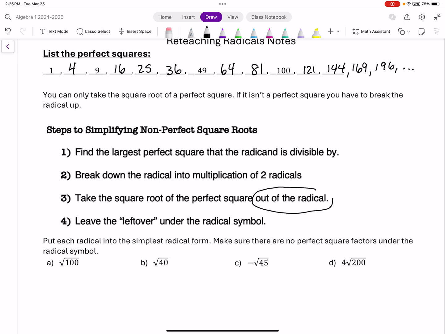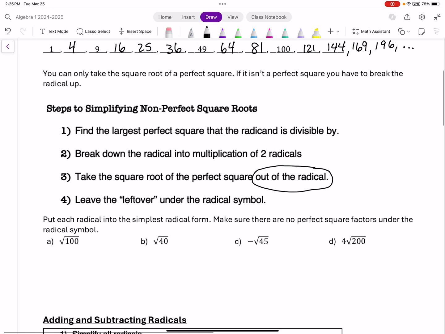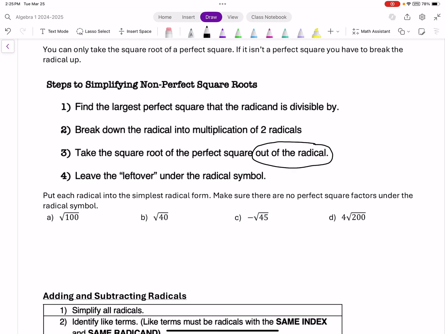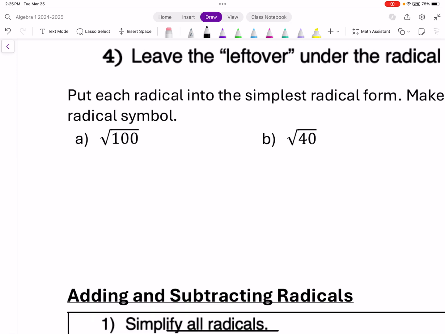So that's one thing that we notice students are missing. When you do the square root of these numbers on this list, you lose that radical. And then you're going to leave the leftover under the radical symbol. So we're going to put each radical into the simplest radical form. Letter A is radical 100.